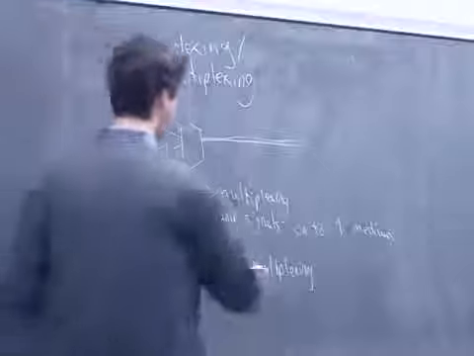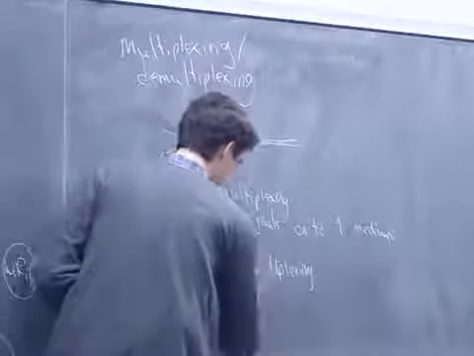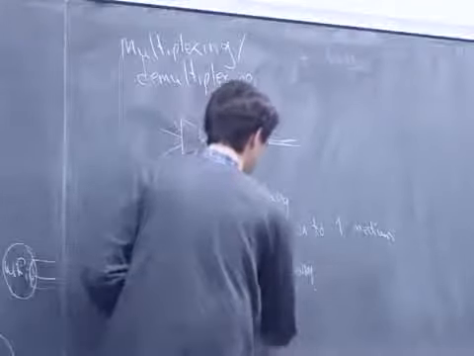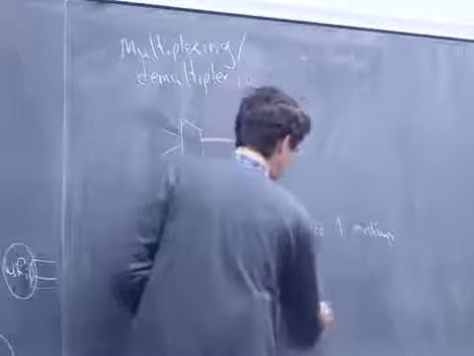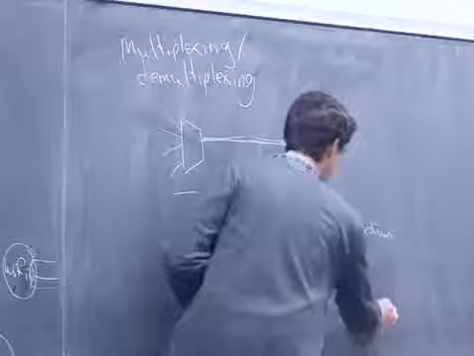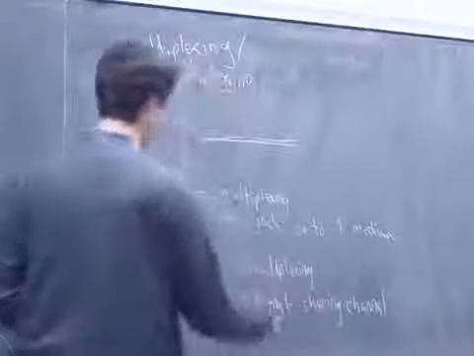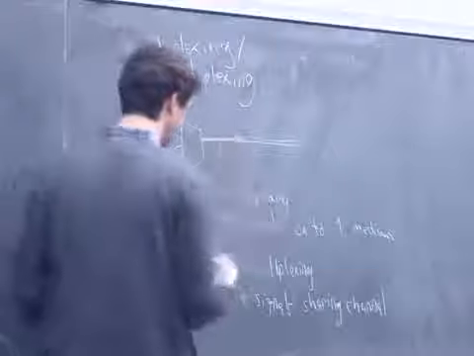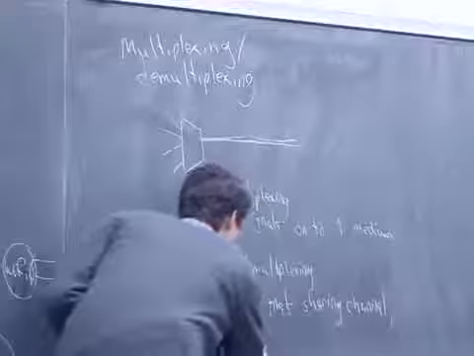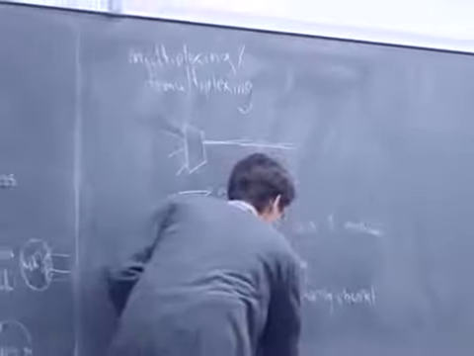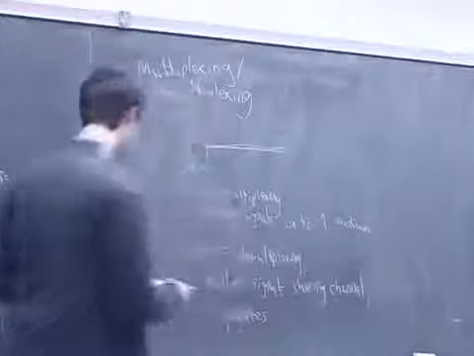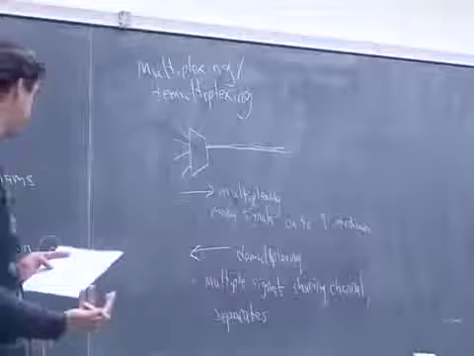And so demultiplexing takes these multiple signals sharing a channel, and it separates them. All right, so the concept is pretty simple. And let's see how this works in the transport layer.